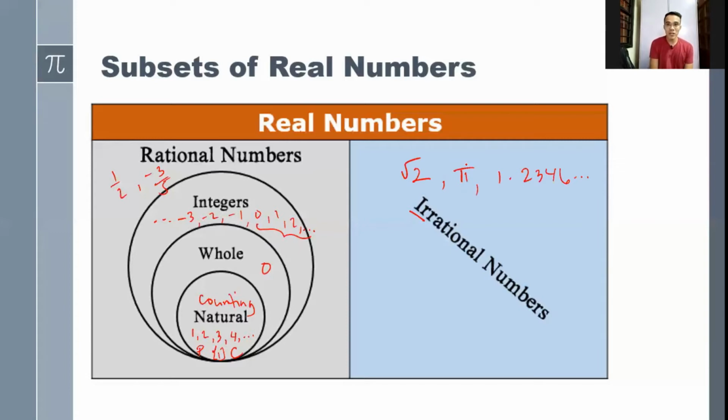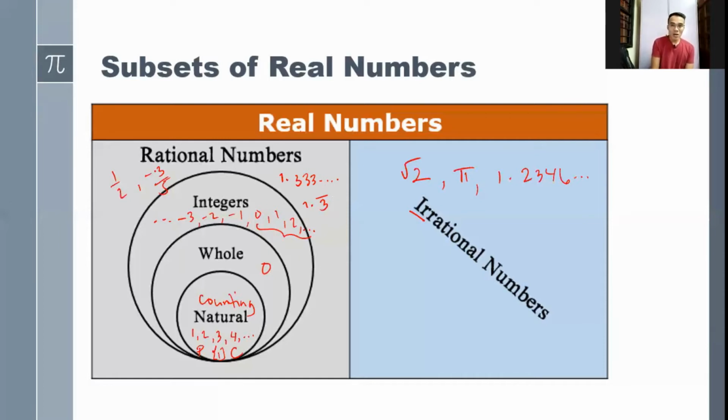Pi is also an irrational number because this is the same as 3.14159 and so on. Non-repeating and non-terminating decimal. If we get the square root of 2, the answer is also a non-repeating and non-terminating decimal. Rational numbers can be repeating or terminating decimals. We can have 1.333 and so on. We also have 1.3 with a bar. Actually, these two are just the same. The bar on top indicates that this digit is being repeated. 1.3333 and so on. Okay?